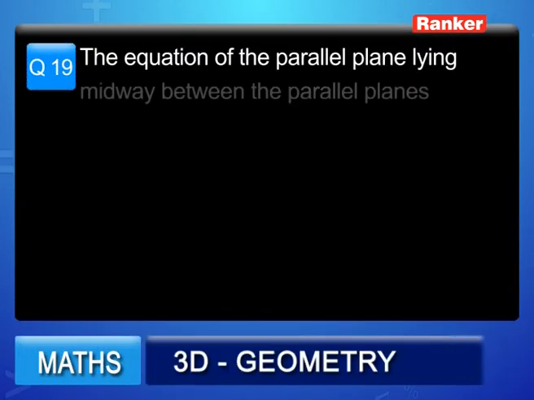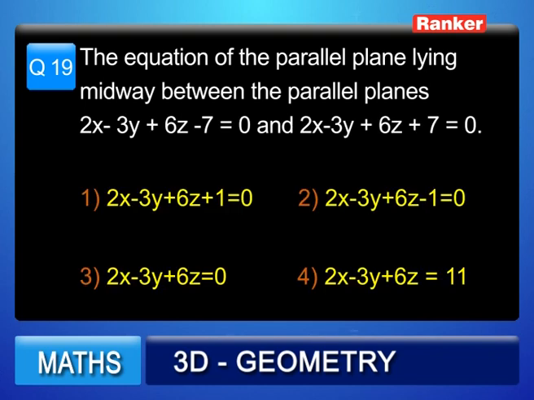Let's move to the question number 19. The equation of the plane lying midway between the two parallel planes, 2x minus 3y plus 6z minus 7 is equal to 0 and 2x minus 3y plus 6z plus 7 is equal to 0 is first option 2x minus 3y plus 6z plus 1 equal to 0. Second option 2x minus 3y plus 6z minus 1 is equal to 0. Third option 2x minus 3y plus 6z is equal to 0. Fourth option 2x minus 3y plus 6z is equal to 11.